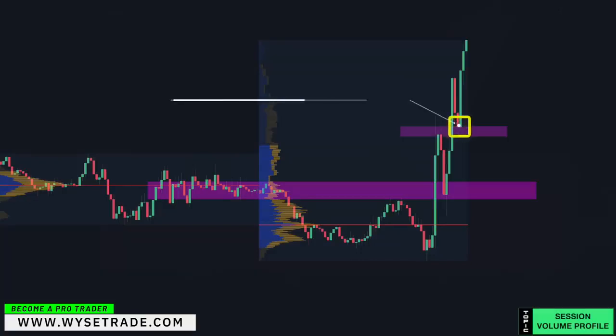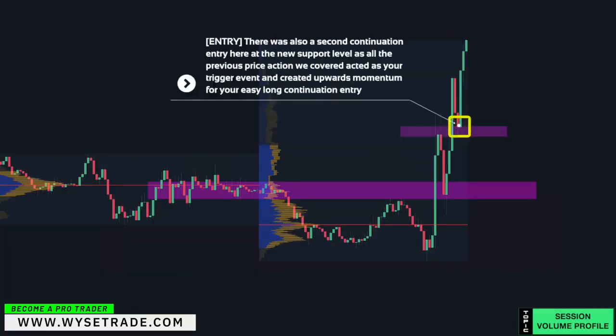There was also a second continuation entry here at the new support level, as all the previous price action we covered acted as your trigger event and created upwards momentum for your easy long continuation entry. Let's show this again.